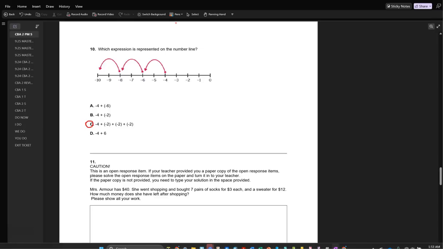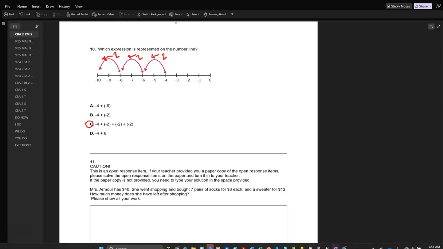Next, which expression is represented on the number line? Alright. So I have the correct answer. So let's see if it's consistent, okay? -4, right? We're supposed to start here, but according to the arrows, we've technically started here and we're moving further and further left. So from -4, I went 2 to the left, correct? And 2 more to the left, and 2 more to the left. Okay, so I went left 2, and left 2. Okay? Alright.